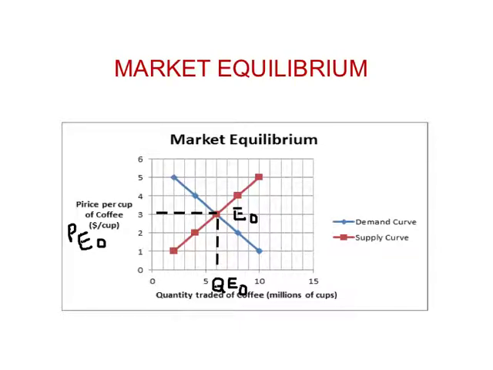Now suppose for some reason the demand curve shifts to the right, and we have this new demand curve, and let us call this D1, the original demand curve being D0. And now what we have is a new equilibrium point E1. What is the price at this new equilibrium point? It will be given by this new point of intersection.